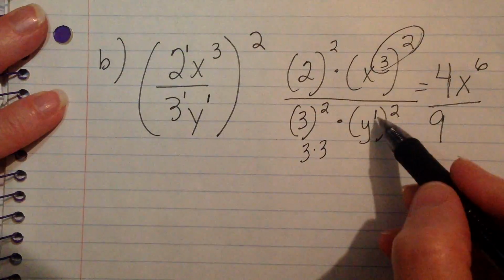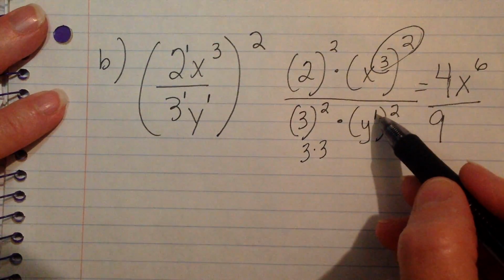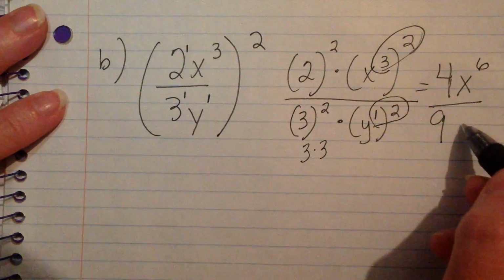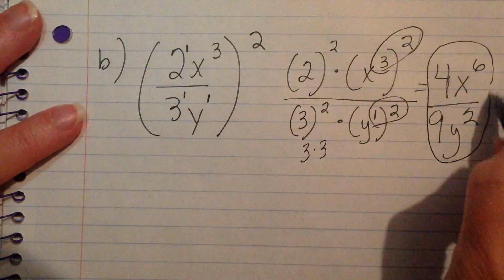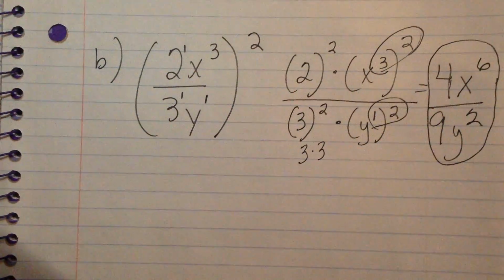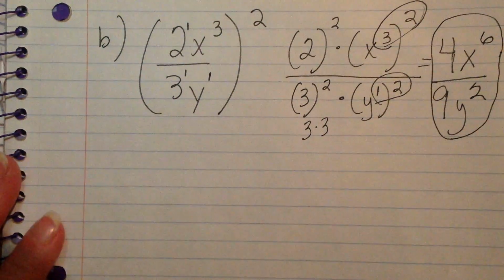y to the 1st squared. They're both exponents. That's when we use our rule. We multiply 1 times 2. 1 times 2 gives you y squared. So your final answer in this problem is 4x to the 6th divided by 9y squared.